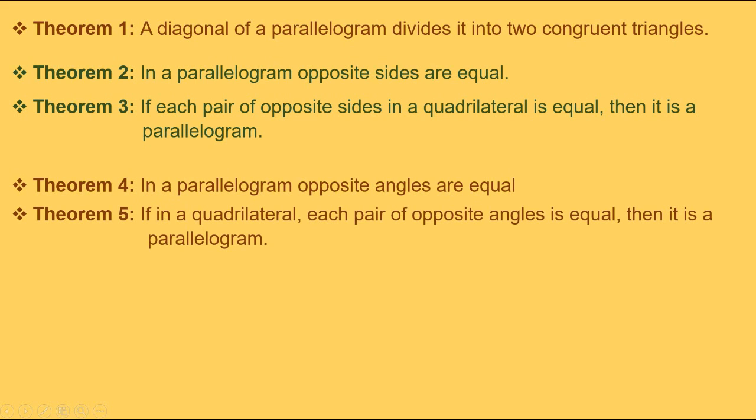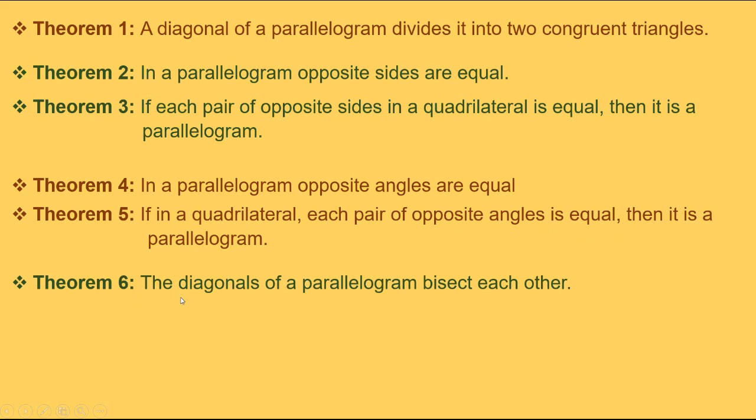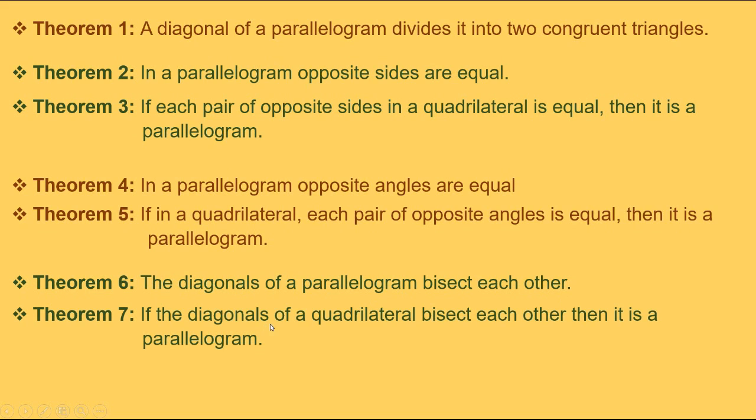Theorem 5. If in a quadrilateral, each pair of opposite angles is equal, then it is a parallelogram. Theorem 6. The diagonals of a parallelogram bisect each other. Theorem 7. If the diagonals of a quadrilateral bisect each other, then it is a parallelogram.